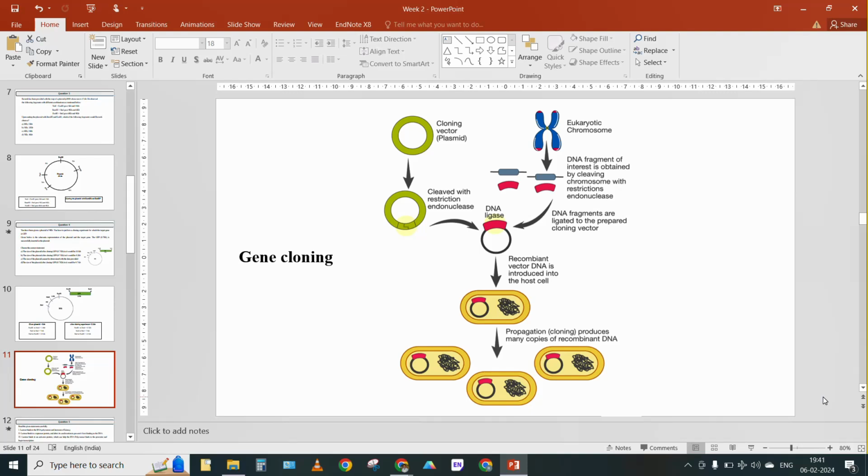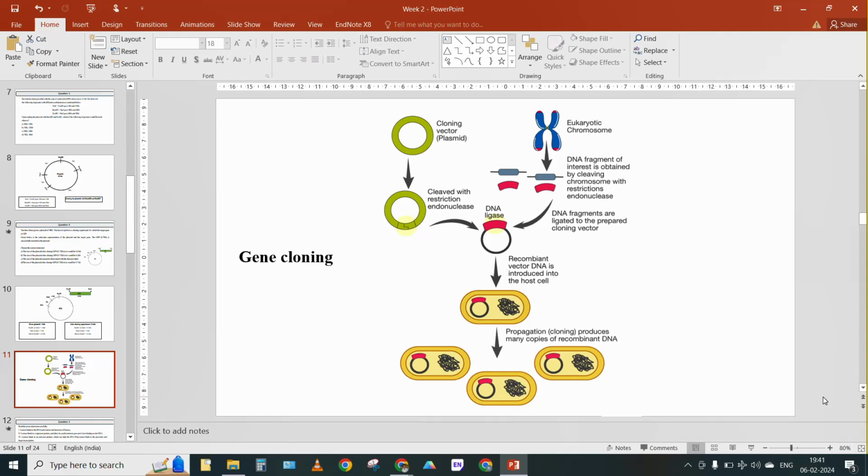So here are the key steps in gene cloning: isolation of DNA, selection of a vector, digestion with restriction enzymes, ligation, transformation, selection of transformants, screening and identification, expression of the cloned gene, harvesting and purification. We'll go through them one by one. The first step is isolation of DNA. The first step is to isolate the DNA containing the gene of interest. This can be genomic DNA or complementary DNA, cDNA, synthesized from messenger RNA, or mRNA.